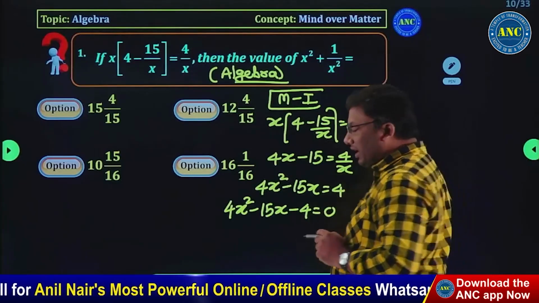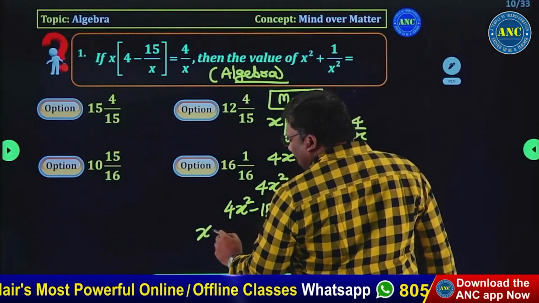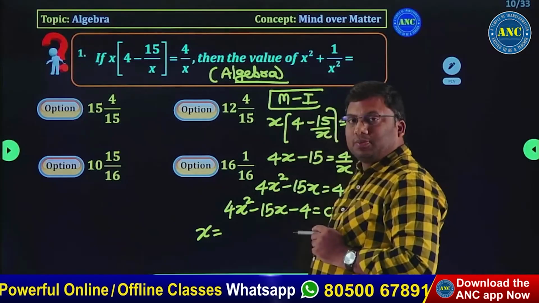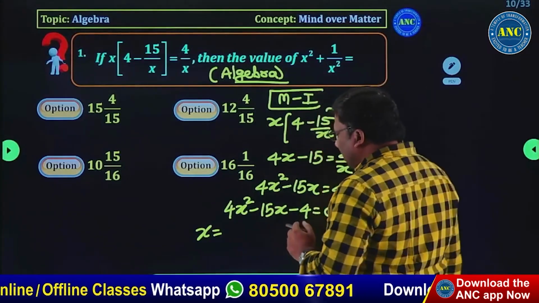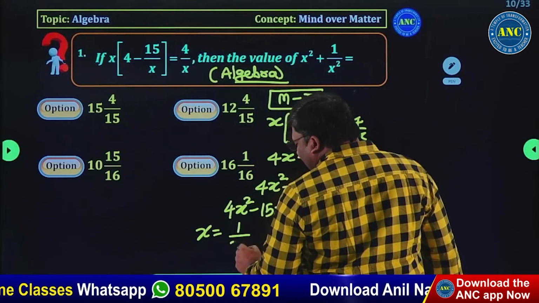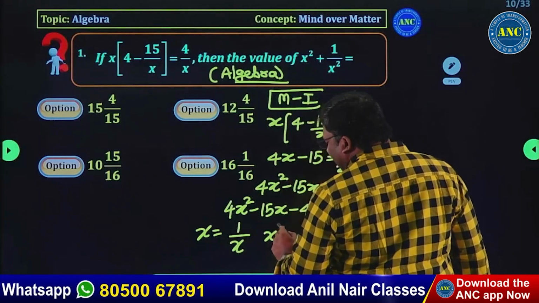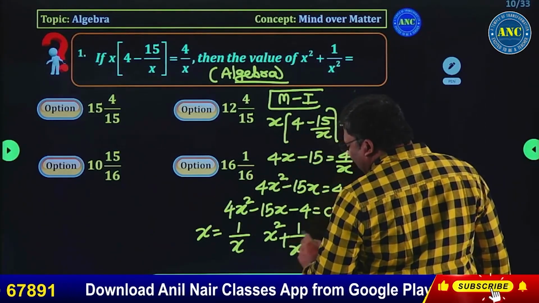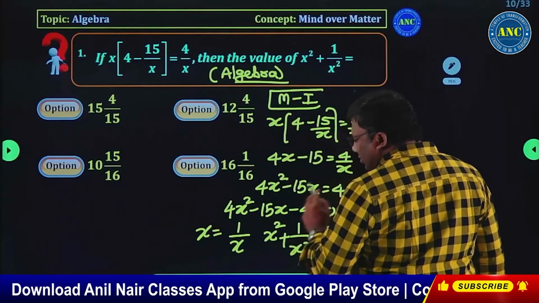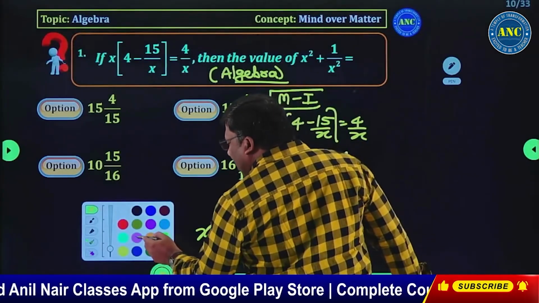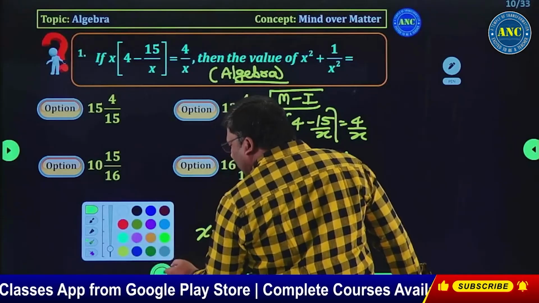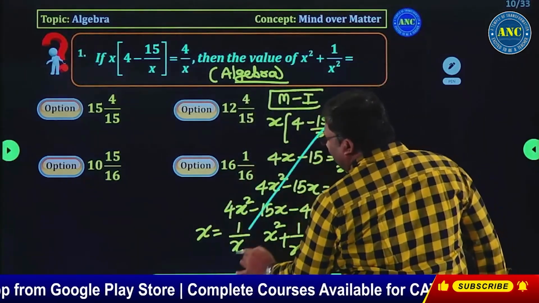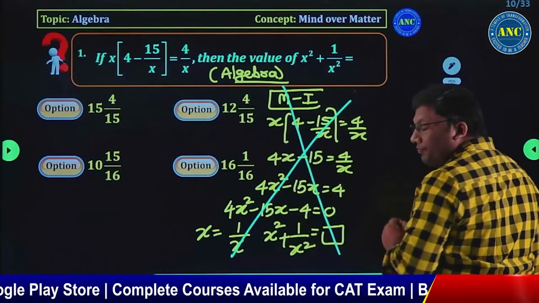This is a quadratic expression. He will use the method of finding the roots of an expression. He will find x, then he will find 1 by x, then he will square x, then square 1 by x, and add them. He will get the answer. Is the approach right? The approach is right. But is it the best method? Definitely it is not the best method.